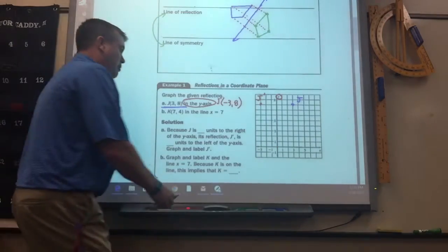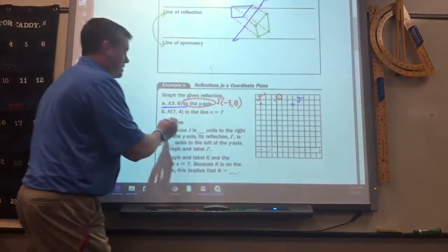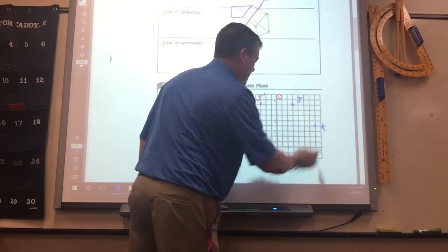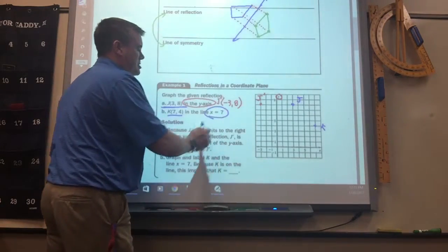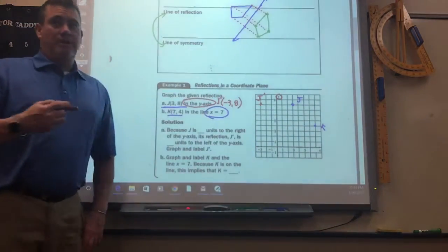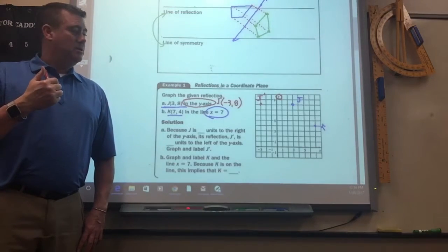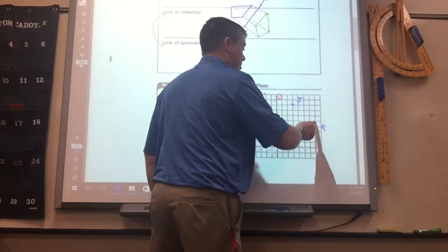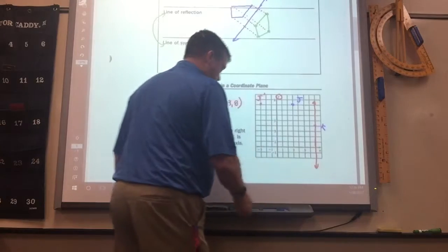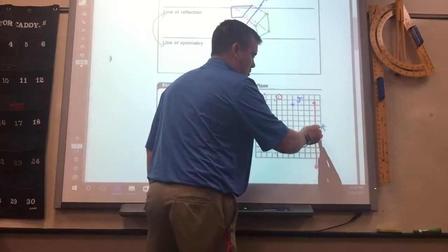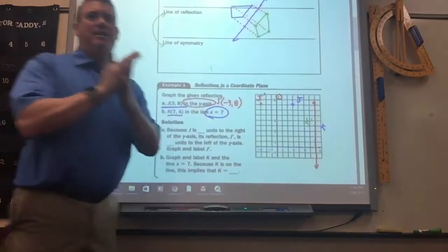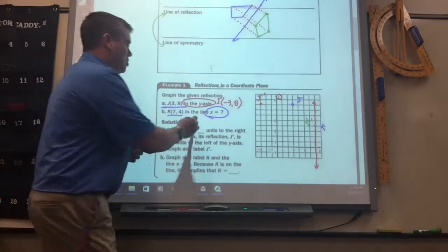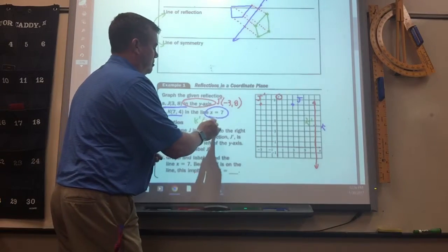Okay? For this one, we're going to reflect K, which is 7 over, 4 up, in the line x equals 7. Remember how to draw that line, x equals 7? Crosses the x-axis at 7. So this is the line x equals 7. Well, what's going to happen when you reflect that? It's going to stay right where it's at because it's on the line of reflection. Okay? So if you folded it, it would just stay right where it's at. So K prime is the same point, 7, 4.